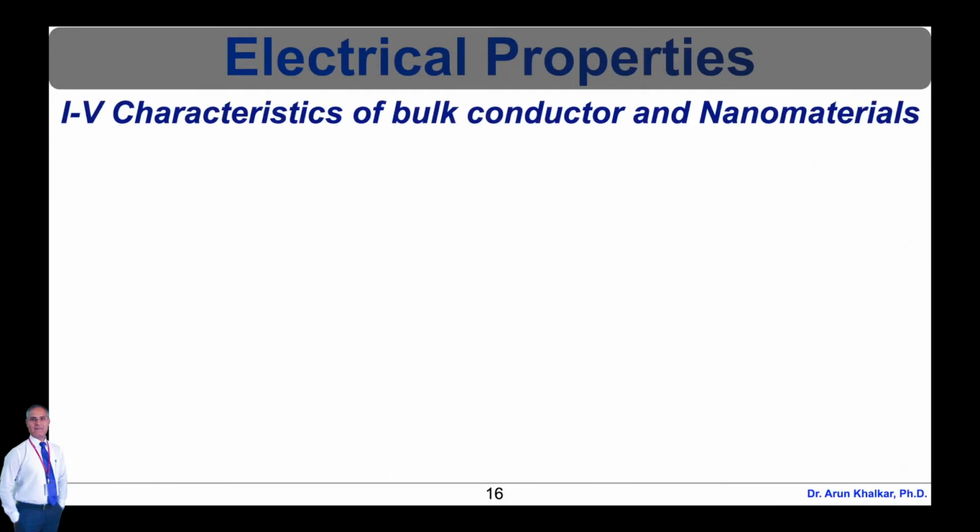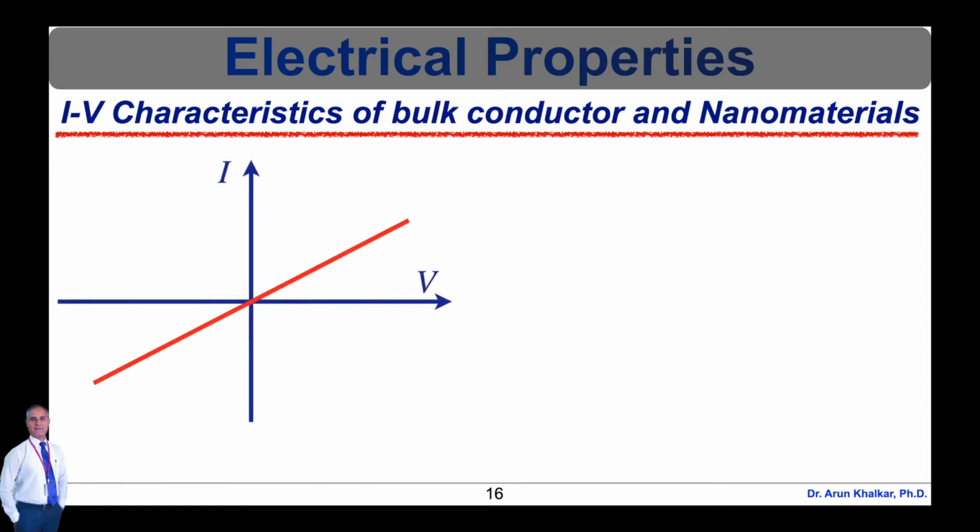Let's see a comparison of IV characteristics of bulk conductor and nanomaterials. Electrical properties are characterized by the mean free path of electron, that is the path of the electron between collisions due to atoms or ions. The mean free path changes at nanoscale due to collision and tunneling within the conductor. IV characteristics of bulk conductor is shown in this graph. When voltage V is applied across the conductor, current I flowing through it is governed by Ohm's law and has a linear variation as shown here.